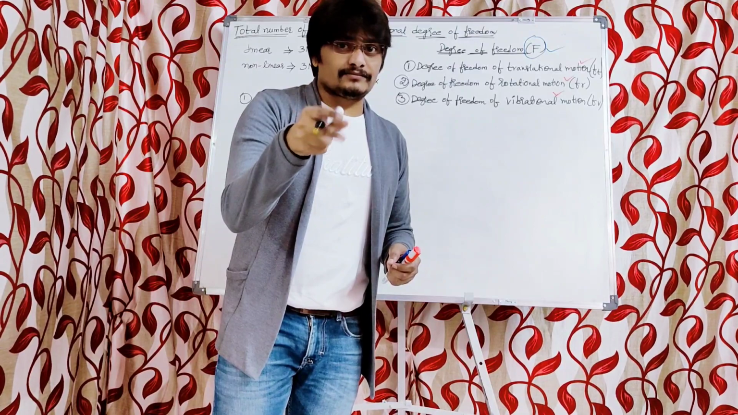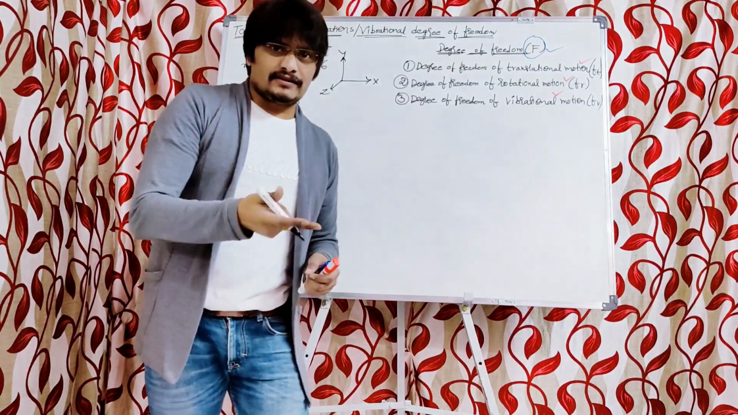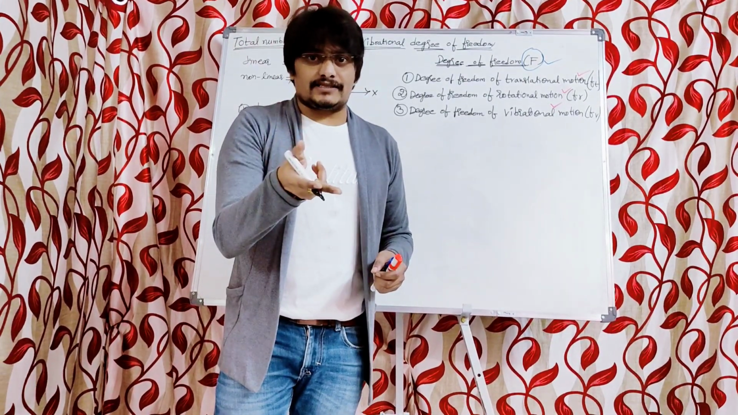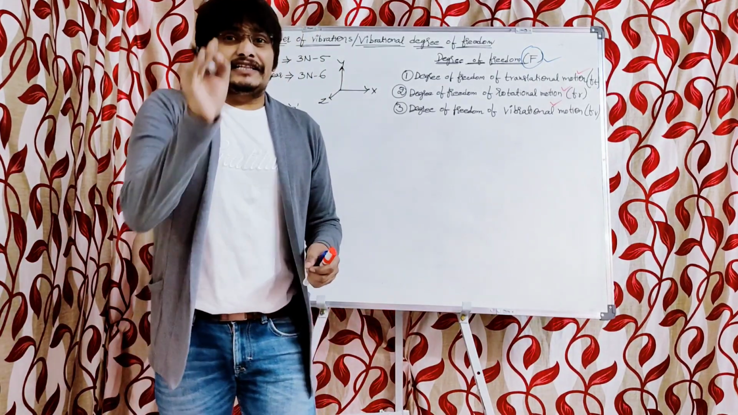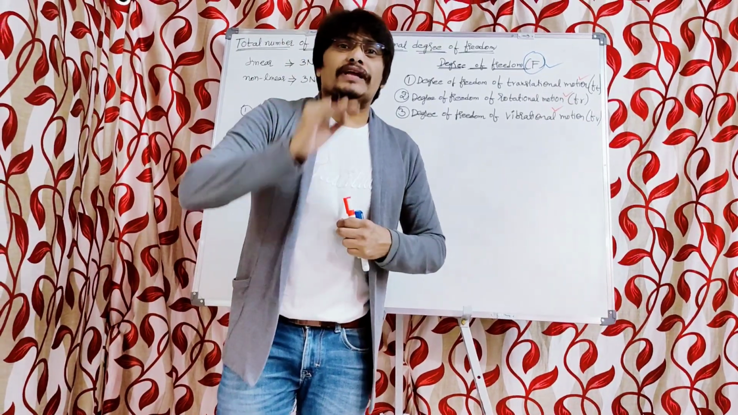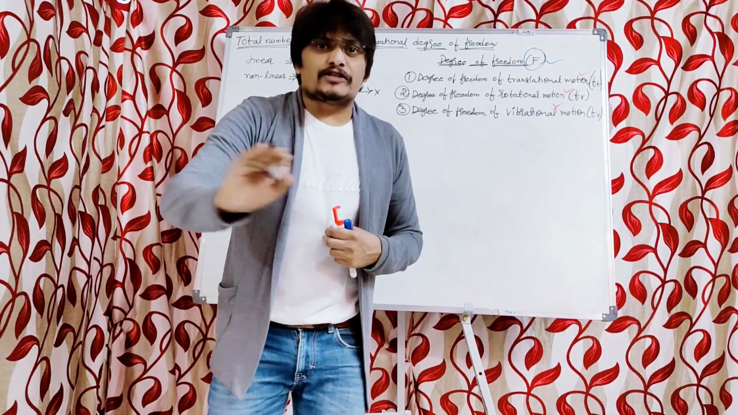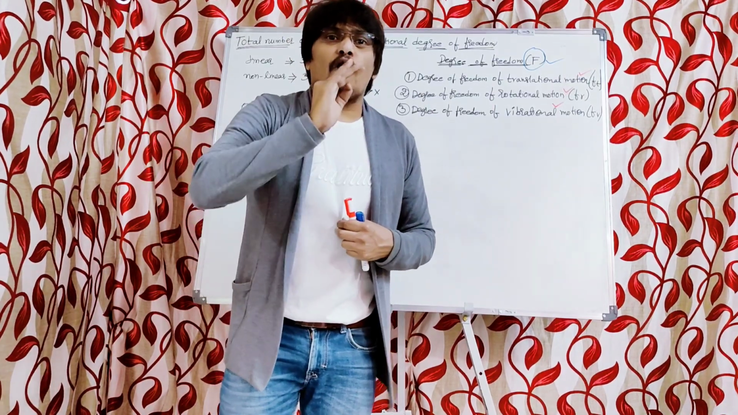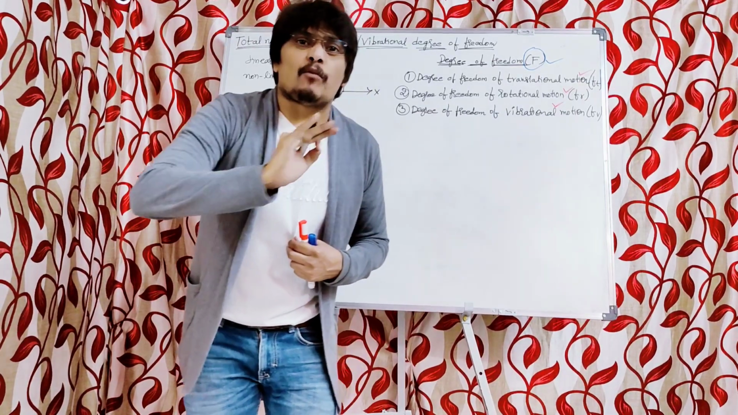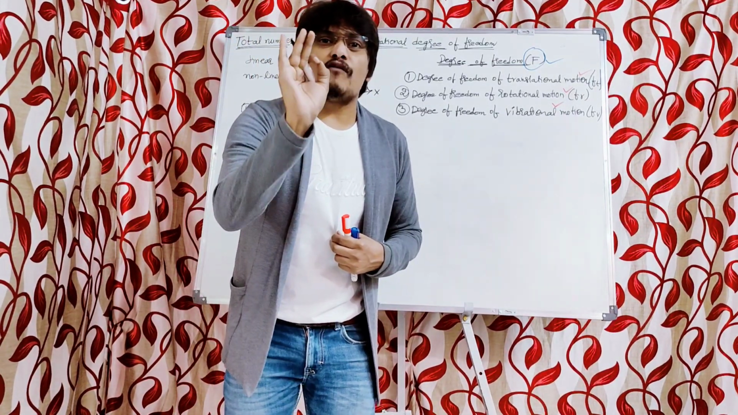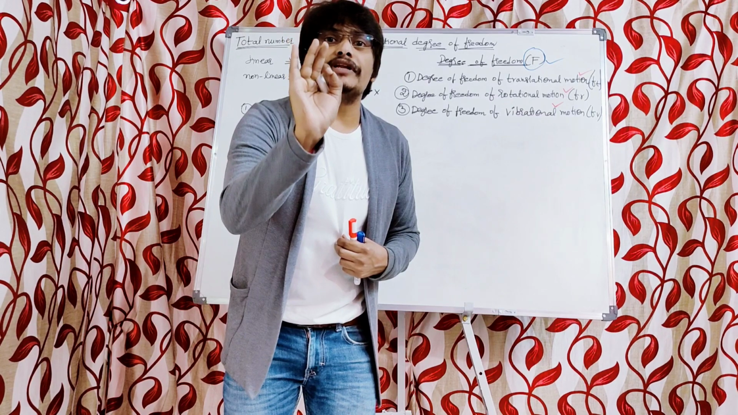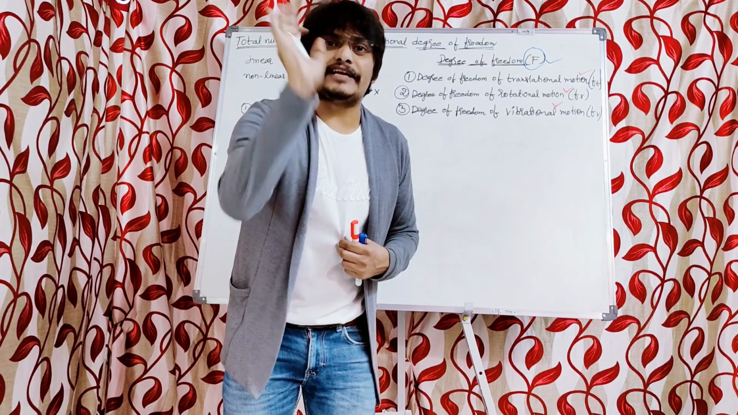Because there are 3 directions, the maximum will be 3. The translational motion takes place along the x-axis, y-axis, or z-axis. So the maximum is 3, and this value is 3 for all the molecules, whether it is a monoatomic, diatomic, polyatomic, linear, or non-linear molecule. Irrespective of the molecule, do remember that the degree of freedom of translational motion, Ft, is 3 for all the molecules. That's it.